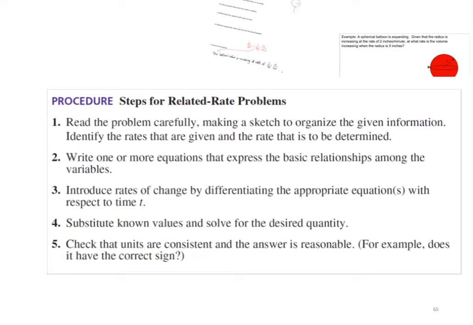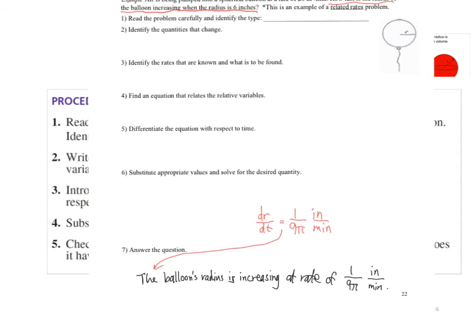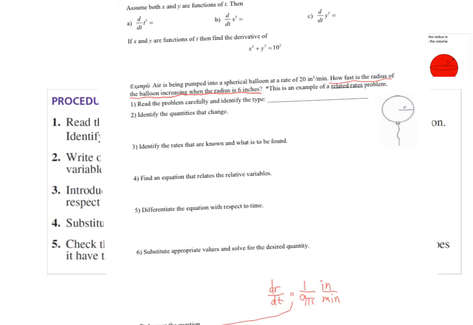We wanted to make sure that a radius changing has the units inches per minute, since the volume was inches cubed per minute. The other part we didn't talk about yet was, does it have the correct sign? If we look back, the question is saying, how fast is it increasing?